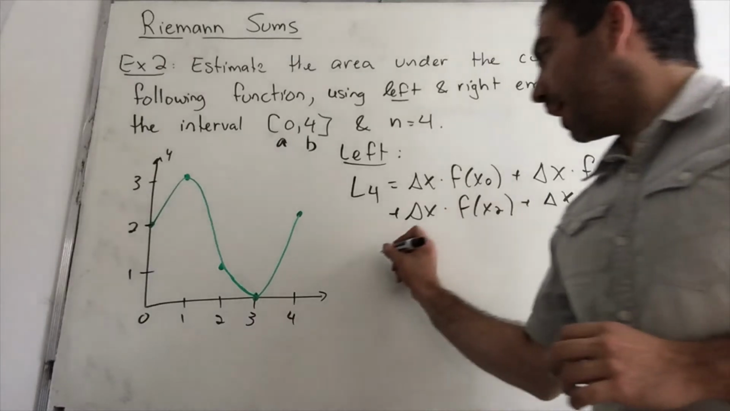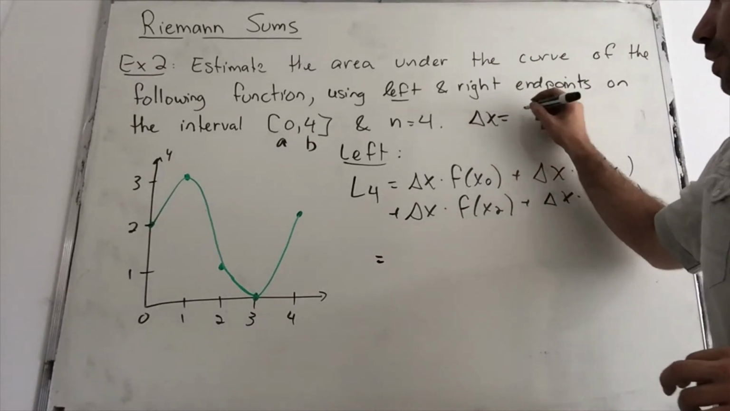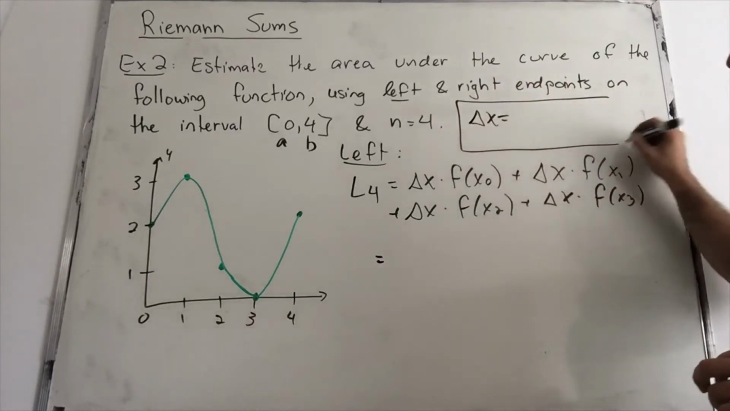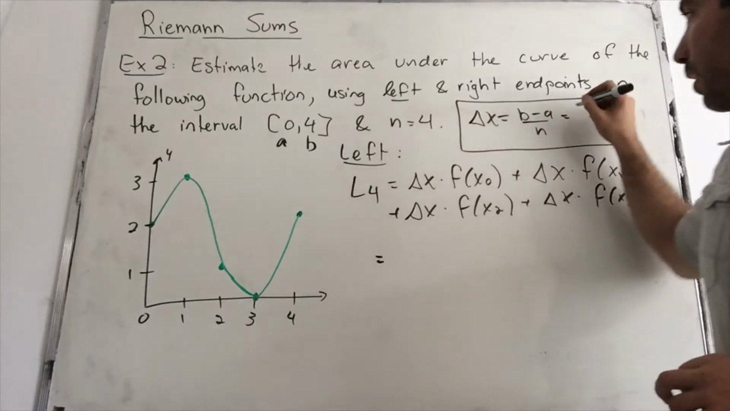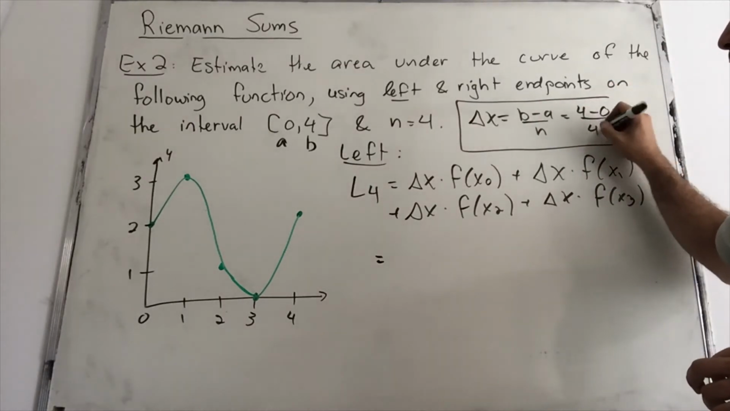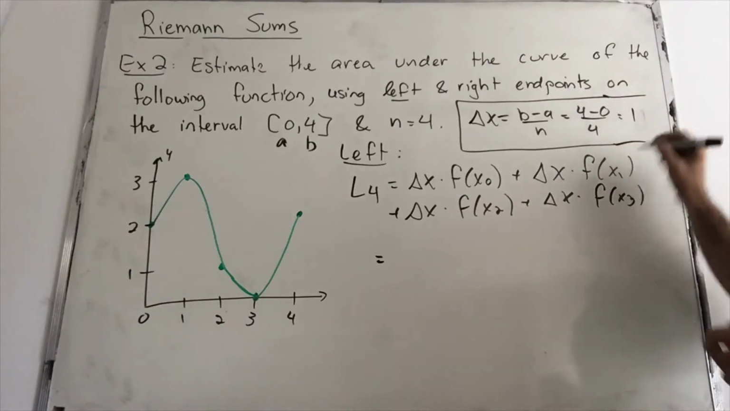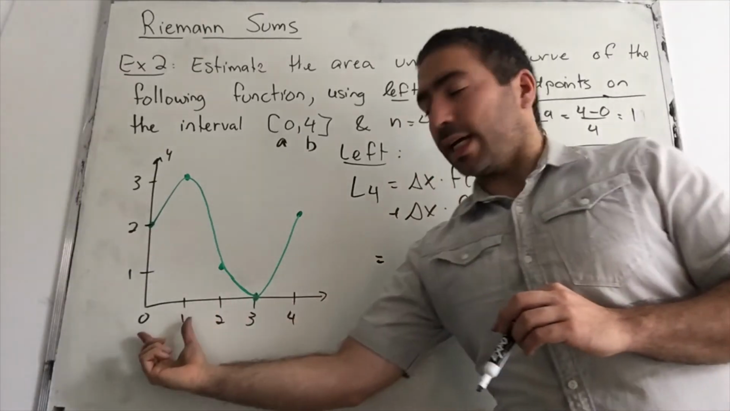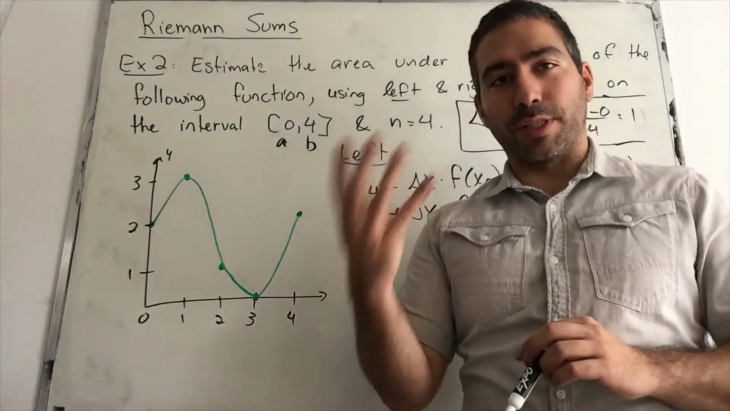So delta x, we could go ahead and find that. One of the first things you could do is find delta x. So delta x equals b minus a over n. b is 4, a is 0, n is 4. So 4 minus 0 is 4, divided by 4 is 1. So the delta x, the change in x, is 1, as we would expect, because we're taking the interval from 0 to 4, and we're partitioning into 4.